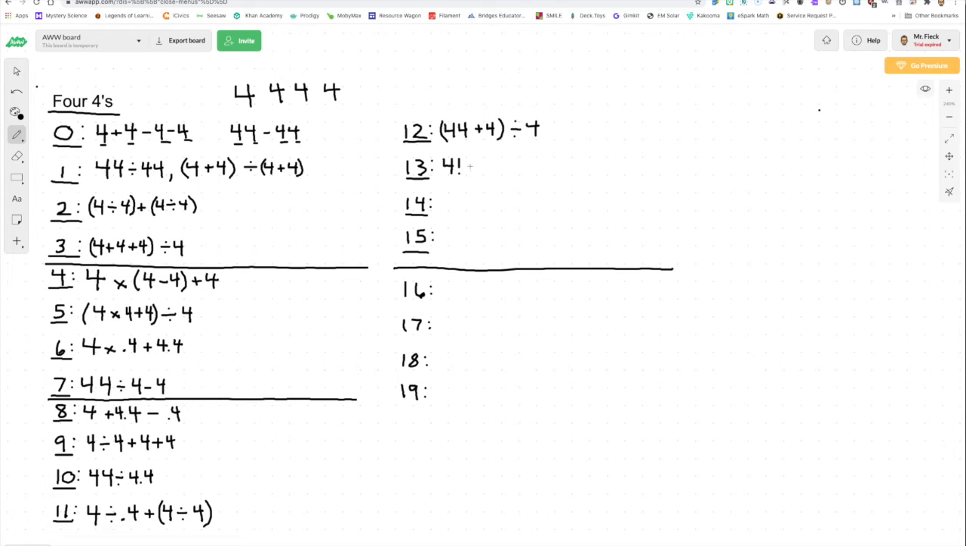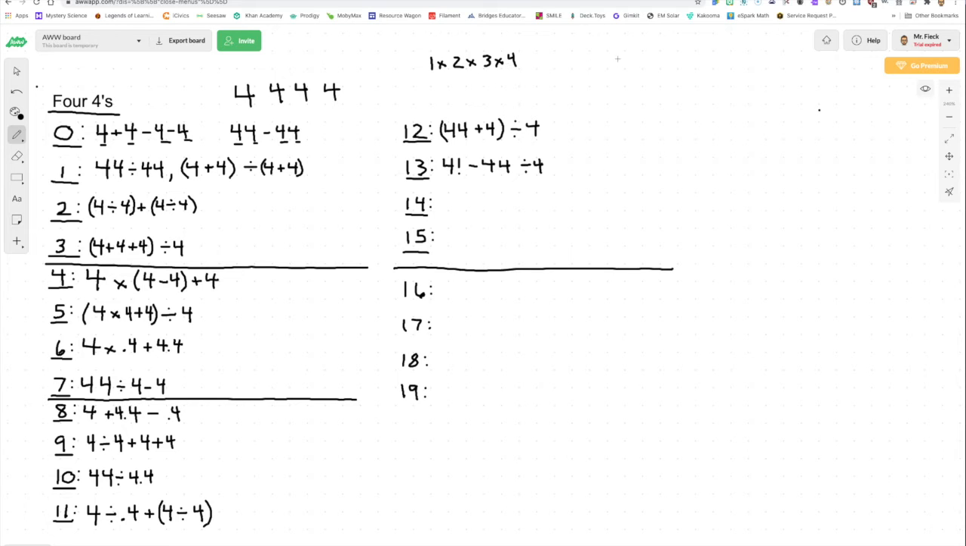and I'll explain what that is in a minute, minus 44 divided by 4. So what 4 exclamation mark is, it's actually 24. Any number that has an exclamation mark behind it, you multiply all the numbers in front of it. So it's like 1 times 2, which is 2, times 3, which is 6, times 4, and 6 times 4 is 24. So this would be 24.